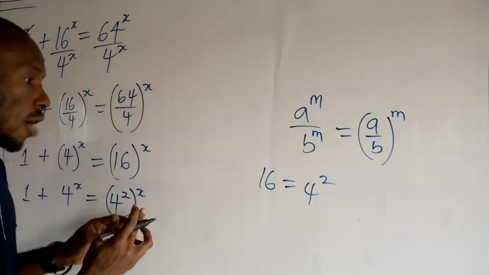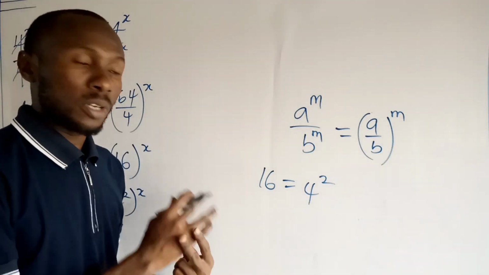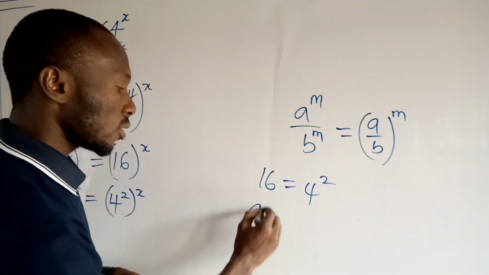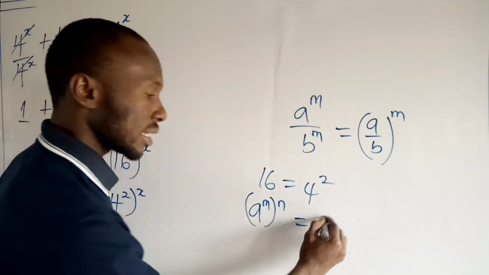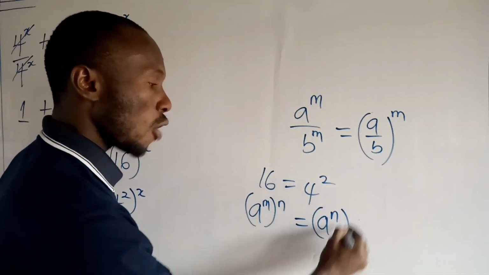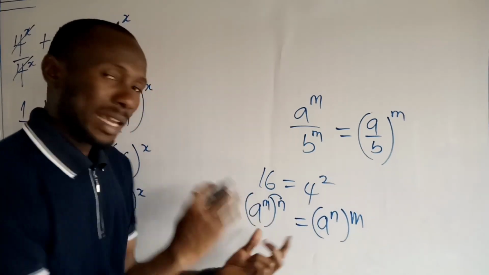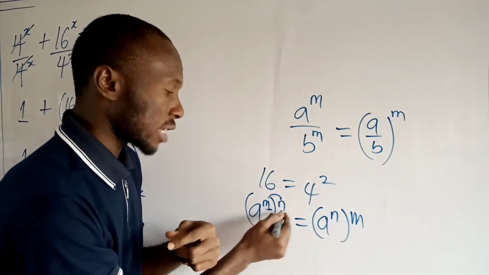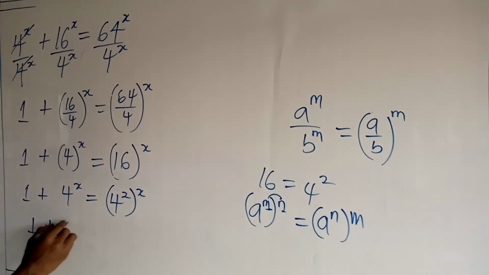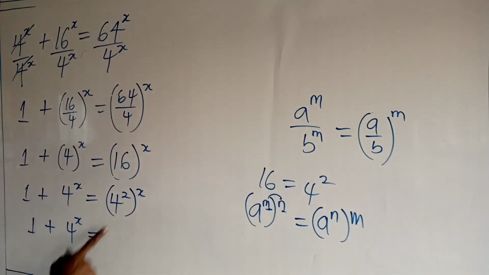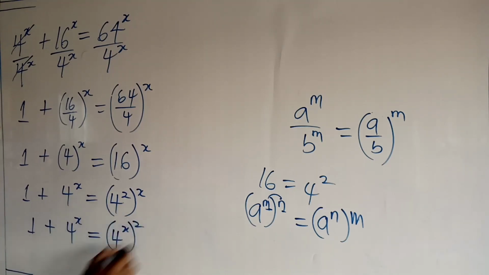And now I want you to remember one of the exponential laws that says if I have a to the power m all to the power n, I can write this as a to the power n all to the power m. As if to say, I interchange the position of the exponents. That's what I'm going to do right here. So I have 1 plus 4 to the power x is equal to 4 to the power x all squared.